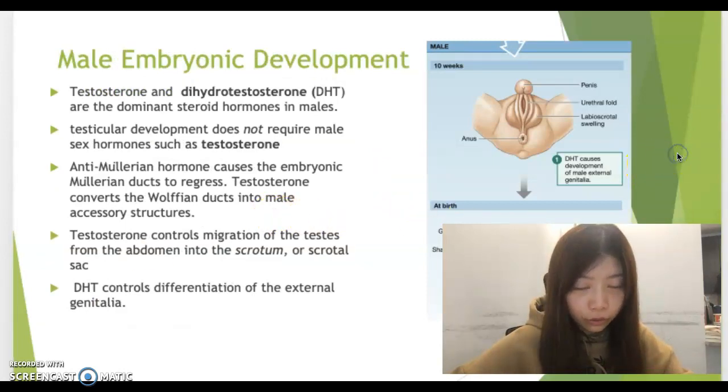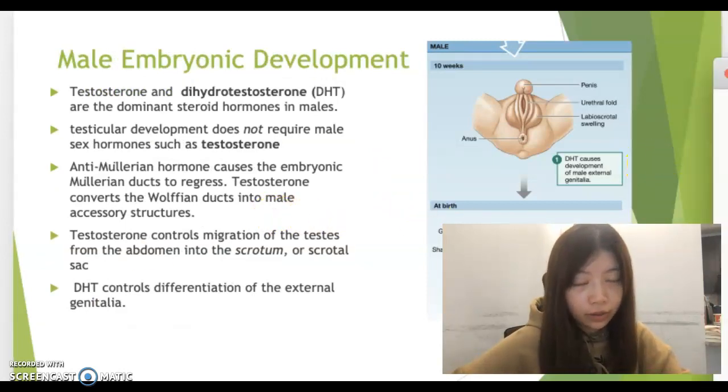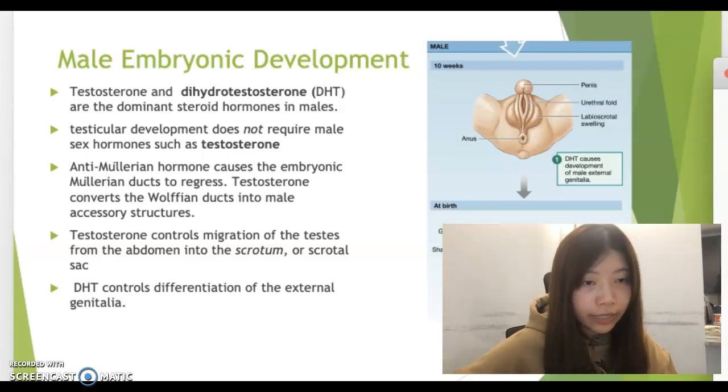Now, let us move into the hormone parts. I will divide them specifically here into male embryonic development and the female one. Now, first begin from the male embryonic development. Testicular development does not require male sex hormones such as testosterone. The developing embryo cannot secrete testosterone until after the gonad differentiates into testes. Once the testes differentiate, they begin to secrete three hormones that influence development of the male internal and external genitalia.